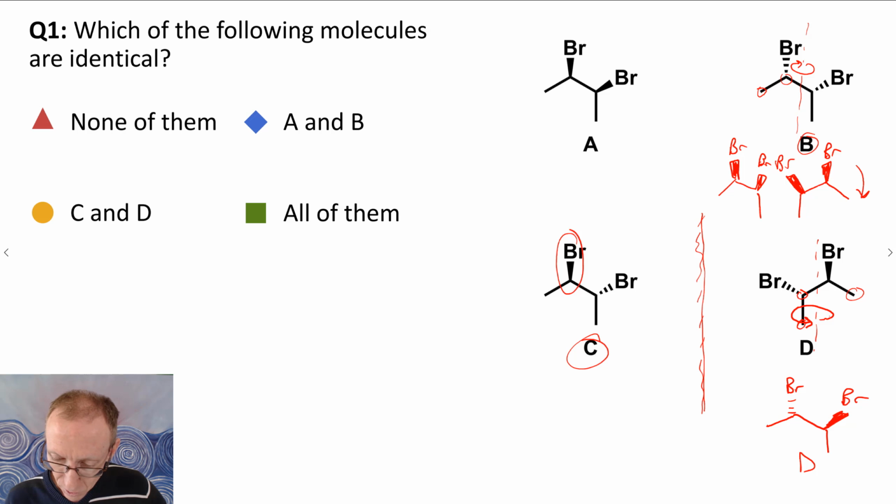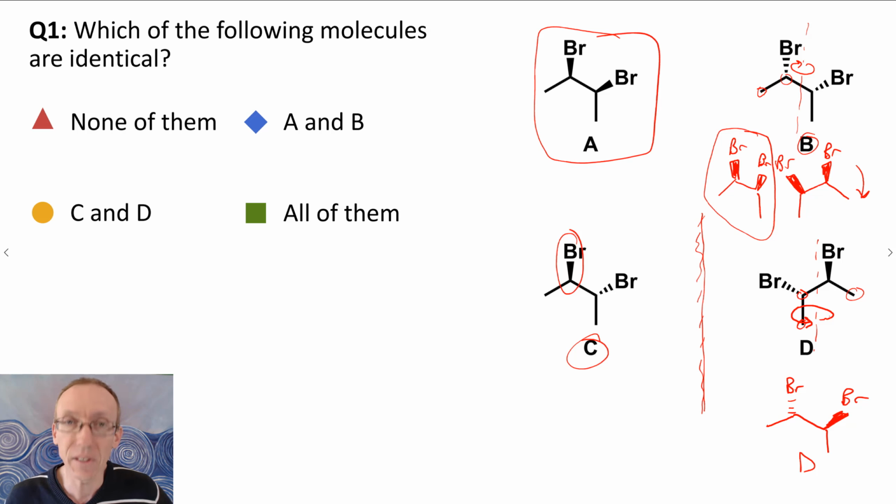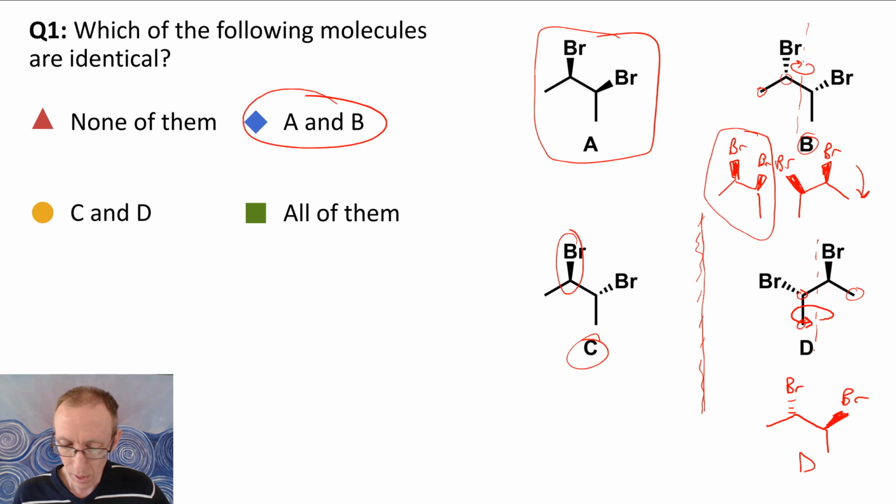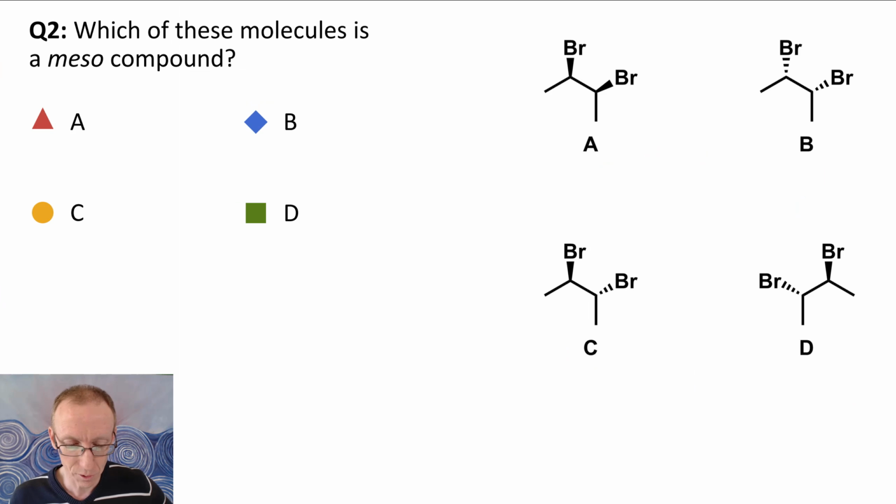And now hopefully when it's drawn like that, what you can see is that that is the same as A, drawn exactly the same way. So all we've done is rotate the molecule in space, draw it from a different angle, but it's still the same molecule. And so A and B are the same. So A and B are identical, and therefore the blue triangle is the correct answer to this question. Okay, so let's look at question 2.